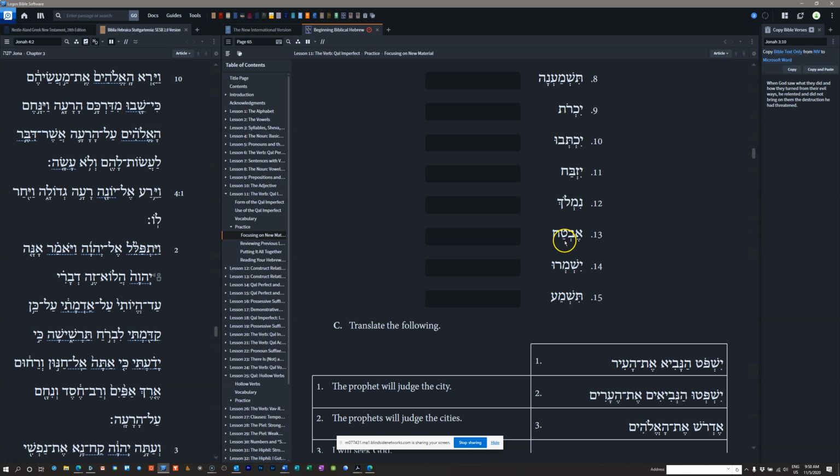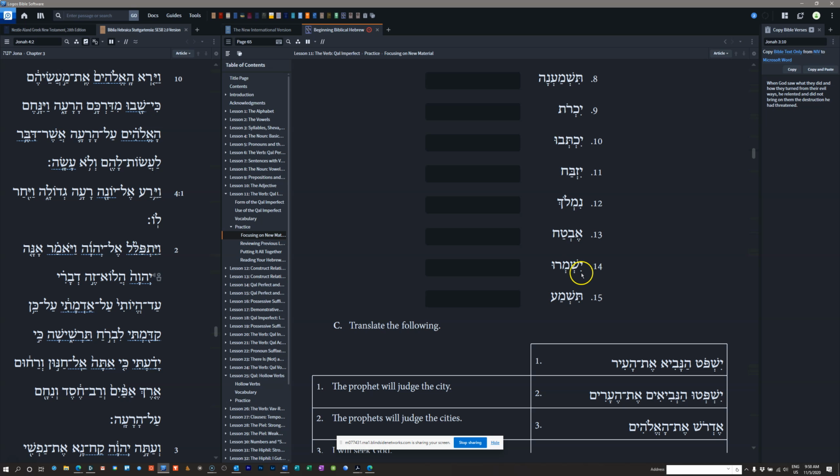Once again, we see a patach theme vowel before a het, just like we saw up here. And no holem when we've got a het here, or especially an ayin as well. We'll see that down here. The ayin also prefers the patach theme vowel.